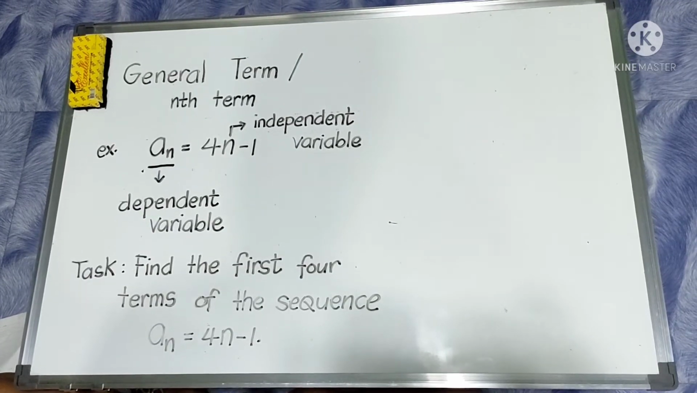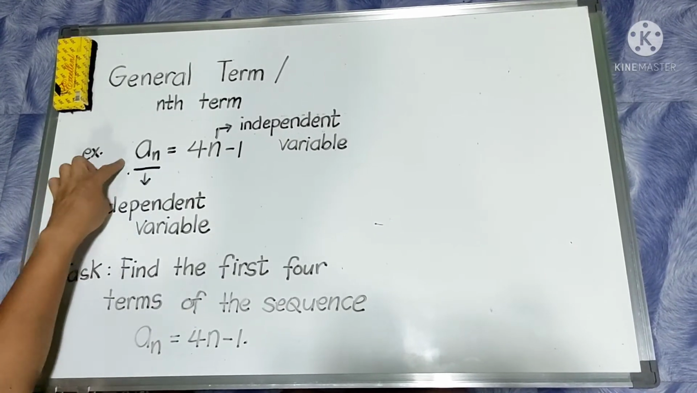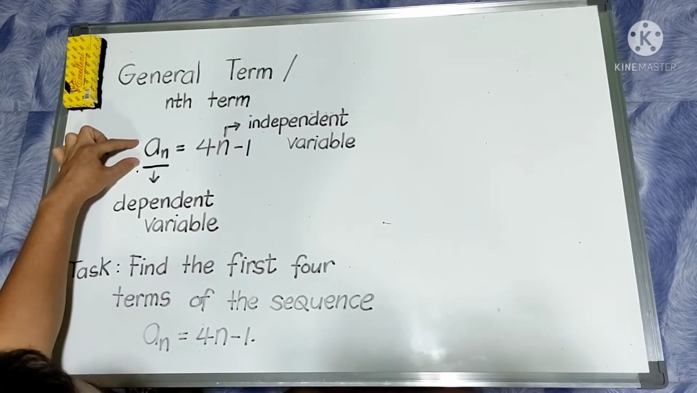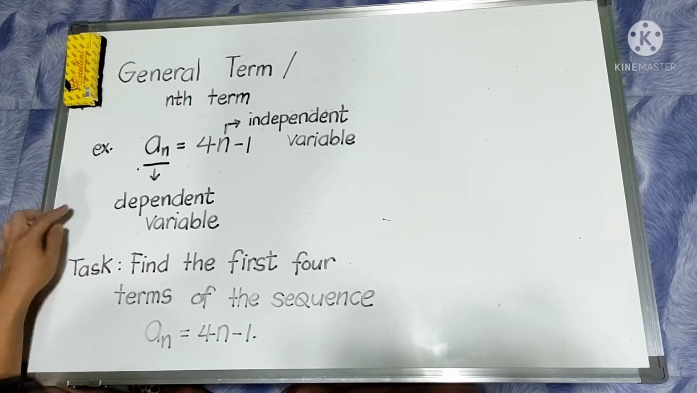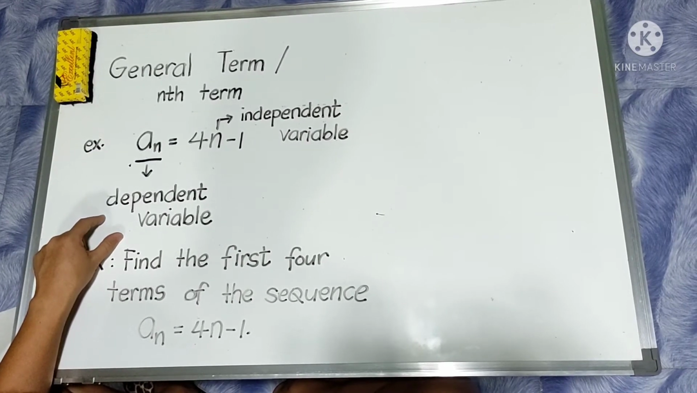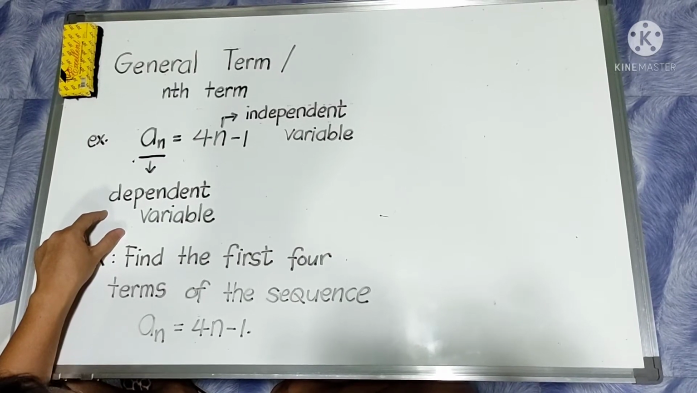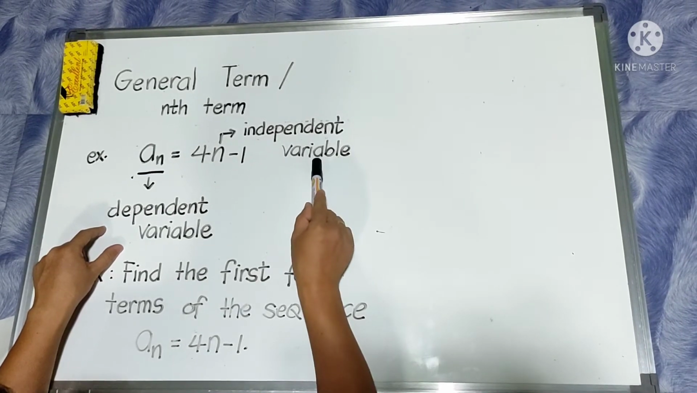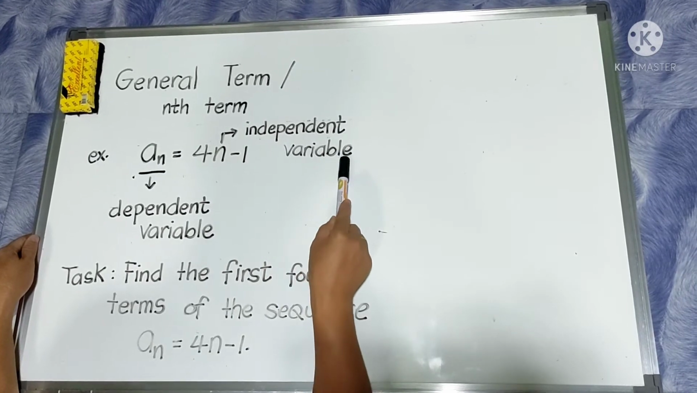Now let me give you an example of a general term or an end term. A sub n is equal to 4n minus 1. So your a sub n is the representation of your general term or your end term. It is also known as your dependent variable. So if you say dependent variable, its value depends on the values that you will assign to your independent variable. In this case, n is our independent variable.